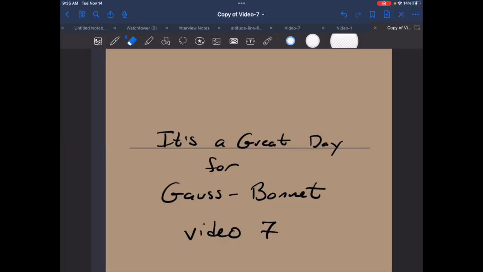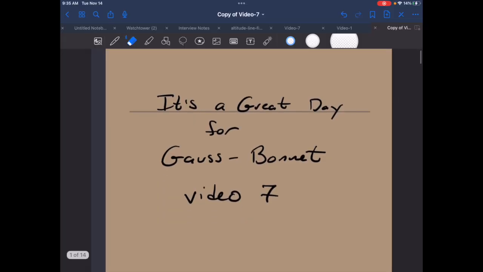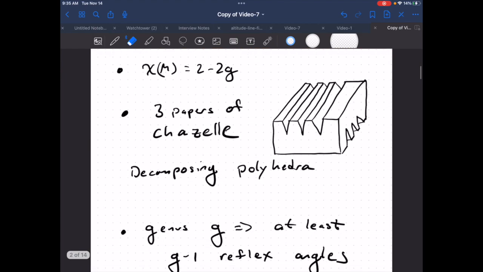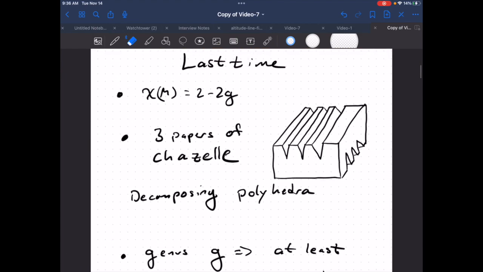It's a great day for Gauss-Bonnet, video number 7. So last time we talked about how we can relate the Euler characteristic to the genus of a surface, and we could think of genus as the number of holes in our surface. A sphere is genus 0, our torus is genus 1, and so on.